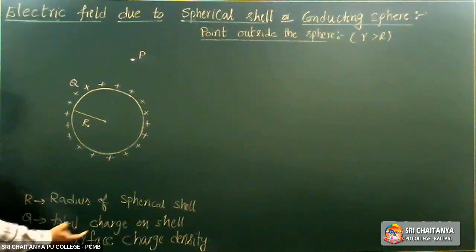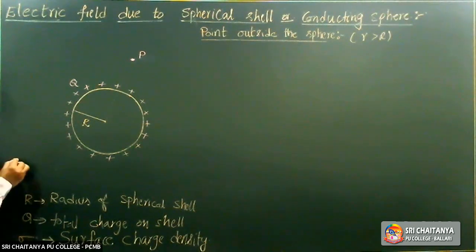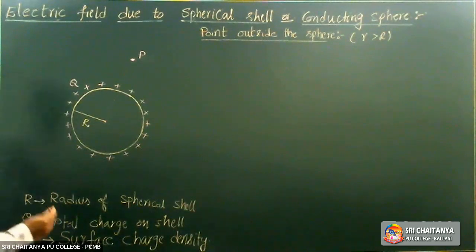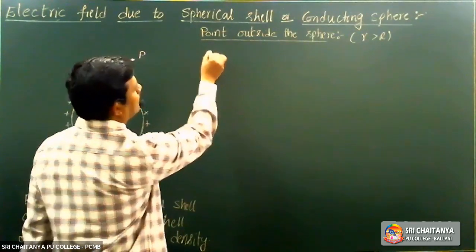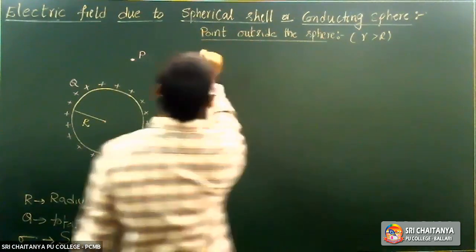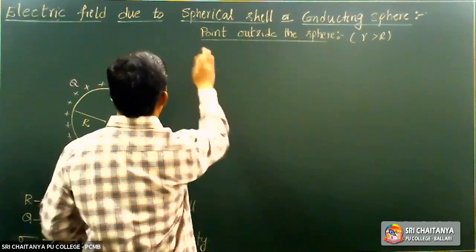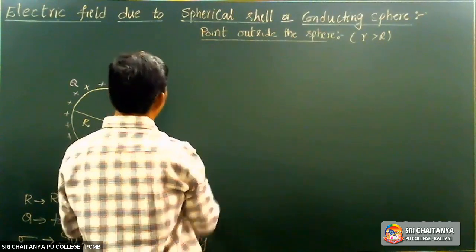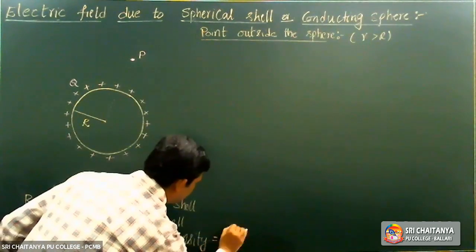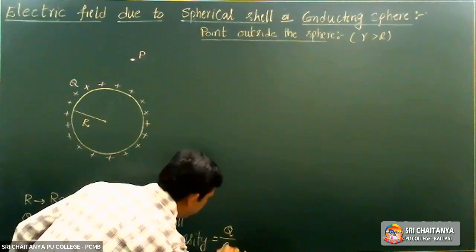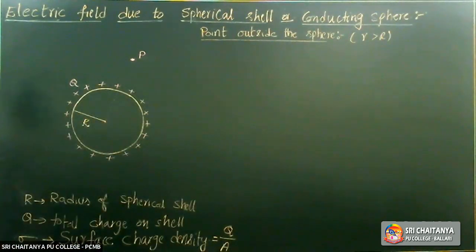Sigma is the surface charge density. We know what surface charge density is. Surface charge density formula is what? Here only I write. Charge by area, charge by surface area. Right? Okay.